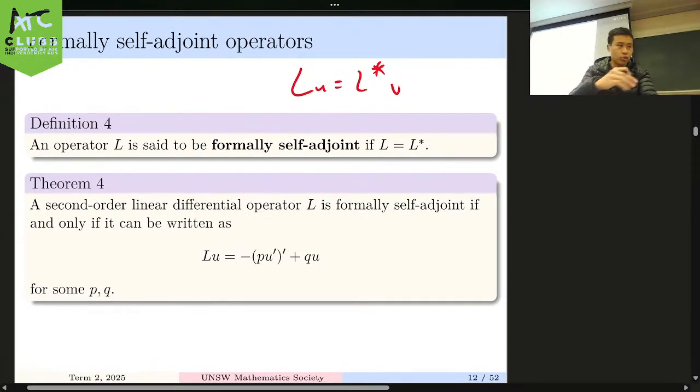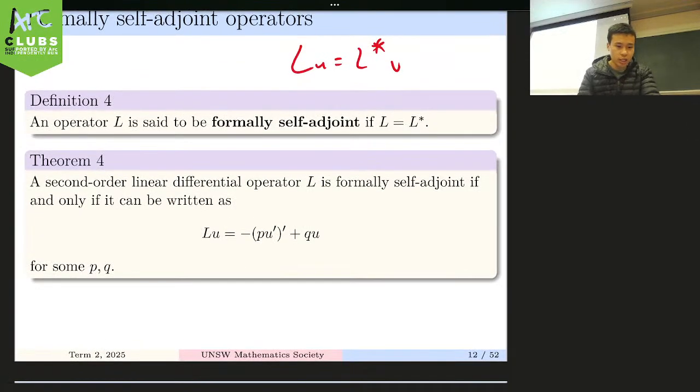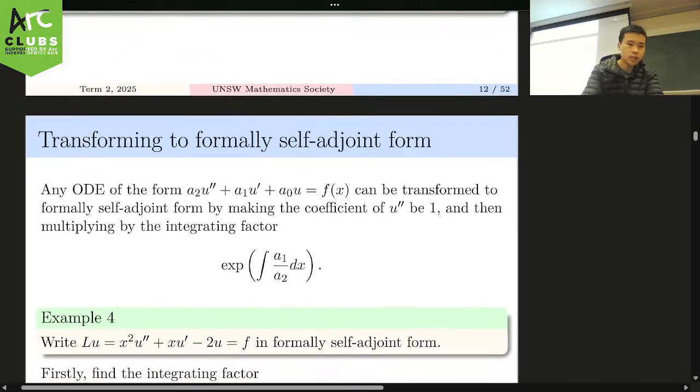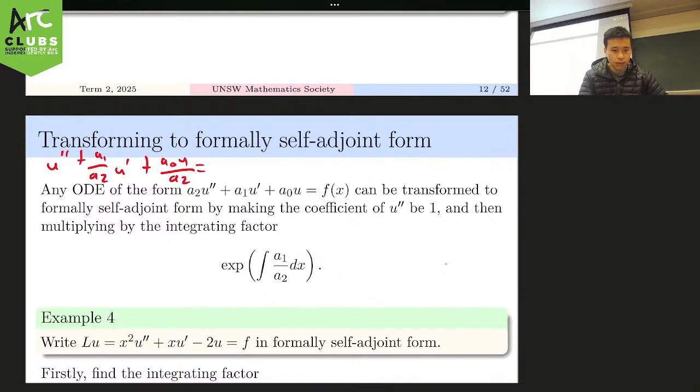Writing it this way basically allows really good applications. Obviously here P and Q are just arbitrary functions. Okay, so any ODE in this general form, where you might have a forcing term, can be transformed into self-adjoint form if you divide this expression by A2. So it becomes U double dash plus A1 on A2 U dash plus A0 on A2 U, and then divide by A2 again.